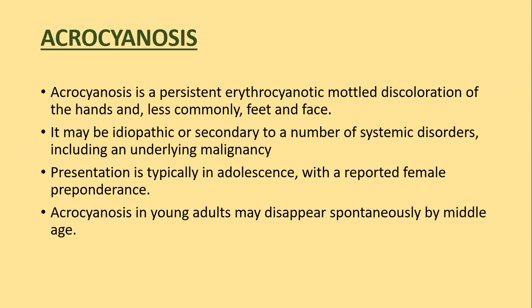The next disease we are going to discuss is acrocyanosis. Acrocyanosis is persistent erythrocyanotic mottled discoloration of hands and less commonly feet and face. It may be idiopathic or secondary to a number of systemic disorders, including an underlying malignancy. Presentation is typically in adolescence with reported female preponderance. Acrocyanosis in young adults may disappear spontaneously by middle age.